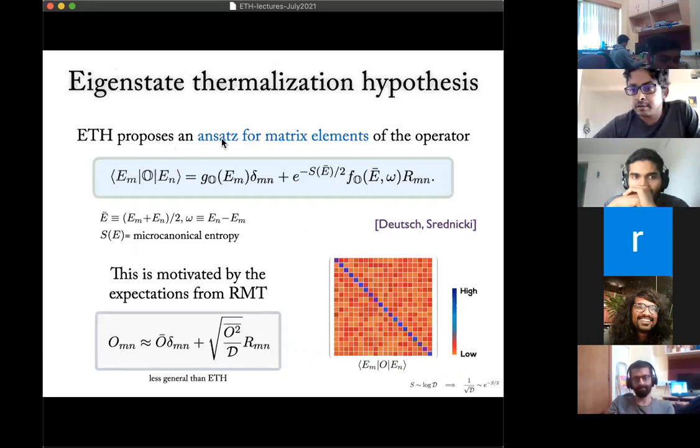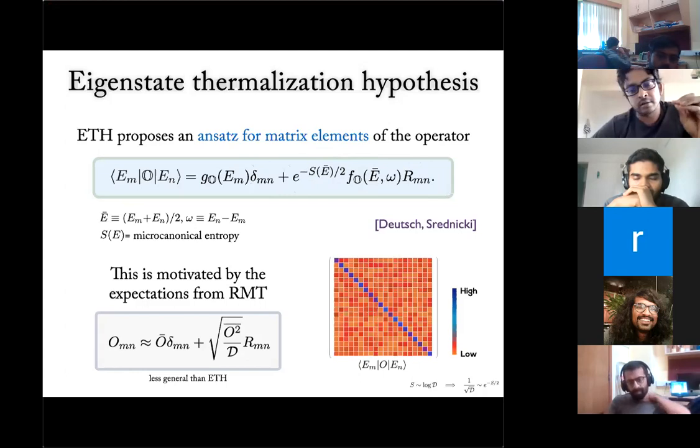So ETH proposes an ansatz for the matrix elements of the operator O sandwiched between two energy eigenstates. The diagonal matrix elements are given by a smooth function of the energies, multiplied by an identity matrix. The off-diagonal elements are exponentially suppressed by the entropy, and there's also a smooth function which depends on these two energies via the average energy and the difference between the energies. And R_mn is again a random matrix, and each component of the random matrix has zero mean and order one variance.